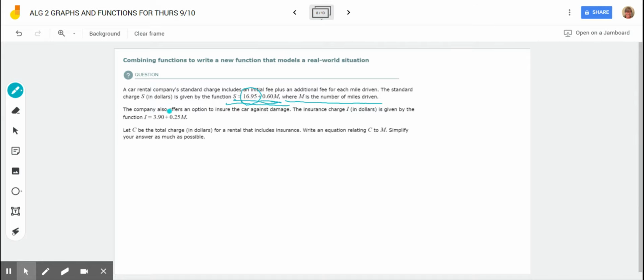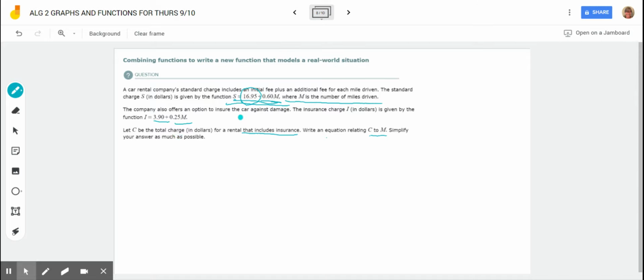This company also offers an option to insure the car against damage. The insurance charge in dollars is given by the function there. Okay. Insurance is $3.90 and 25 cents for every mile. So let C be the total charge in dollars for a rental that includes insurance. Write an equation relating C to M.